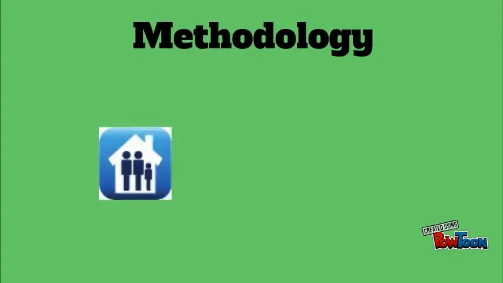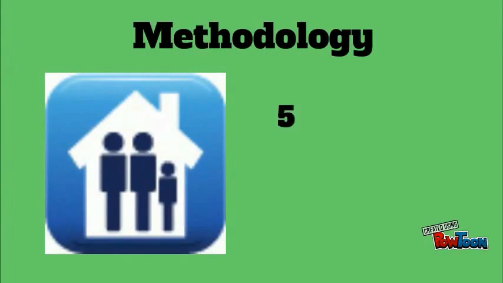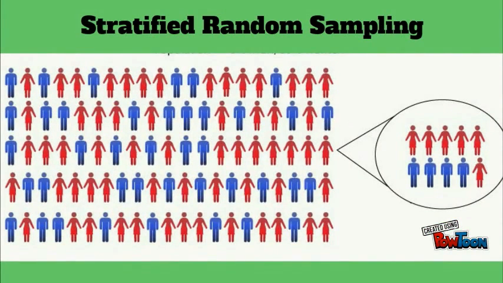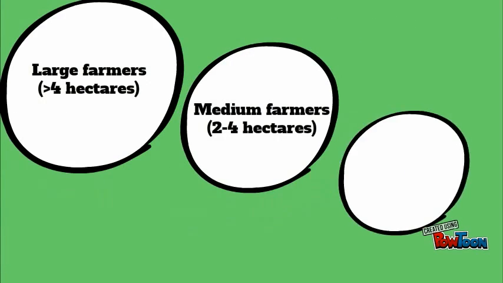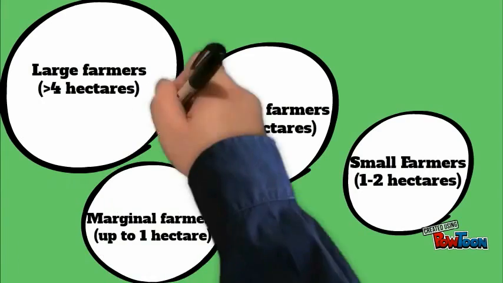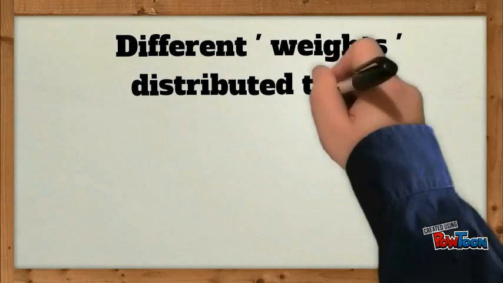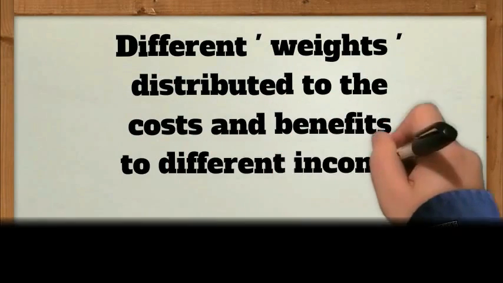A household survey was conducted for a target group of 5 JFM sites and 3 non-JFM sites across 5 villages of Rachi. Households were selected by stratified random sampling in proportion to the total number of households falling into 5 groups: large farmers, medium farmers, small farmers, marginal farmers, and landless households. Different weights were attached to the distribution of costs and benefits to different income groups.